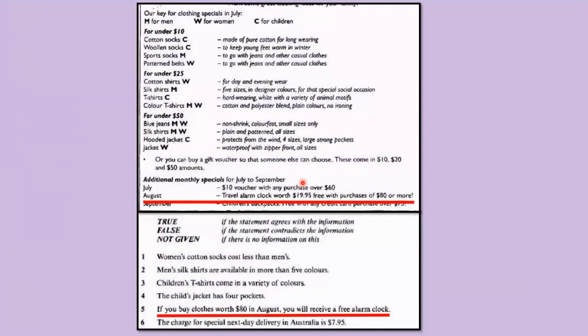You see over here, question number 5. Question number 5 says, if you buy clothes worth $80 in August, you will receive a free alarm clock. Okay, let me give you one general rule for true, false, not given. Don't think too much, typically or technically. You just need to think very simple. If it's given there, if you feel that, okay, fine, this information is the same, go for it. And think simple in order to solve true, false, not given properly.